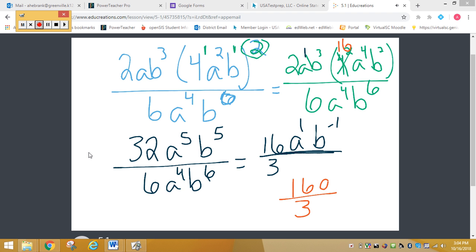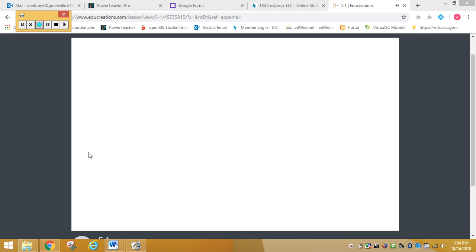So final answer is 16/3. I'm going to leave my a to the 1 on top because it was positive. I'm going to move my b to the 1 on the bottom because it was negative. Okay? So those are a few laws of exponent problems. On the back, or the second page of your worksheet, is more review like adding and subtracting polynomials. I think you're going to be okay with this.